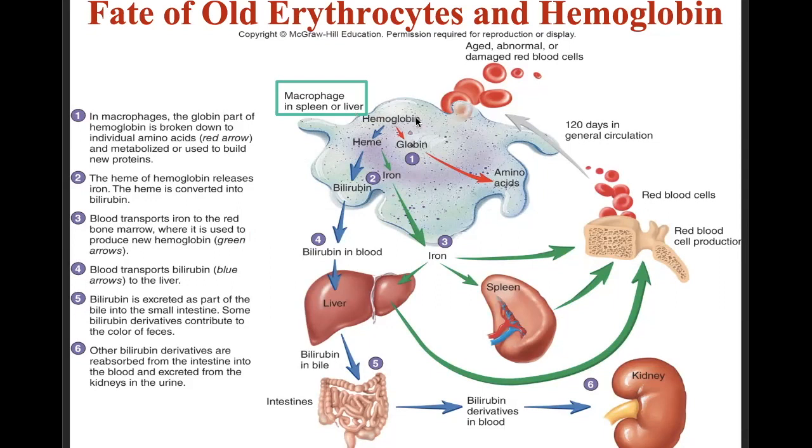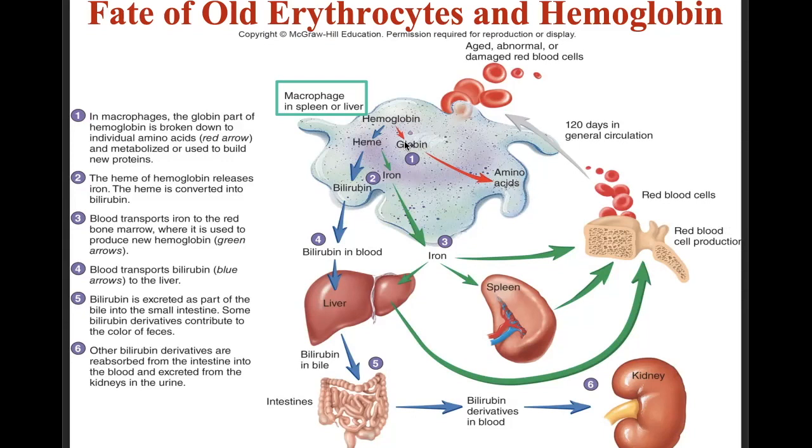Now, once the hemoglobin is broken down, it will be broken down into your globin. Now, what's with this globin? The globin again will be broken down to produce more amino acids. So that is the globin part of your hemoglobin. Hemoglobin will be broken down into globin, and then it will be broken down into your amino acids.